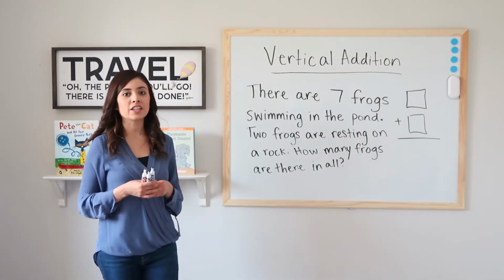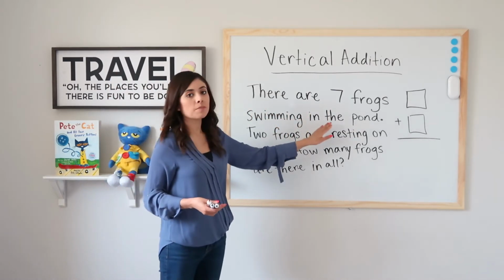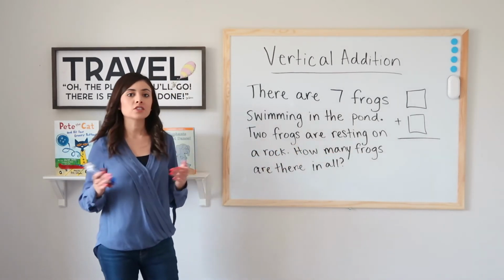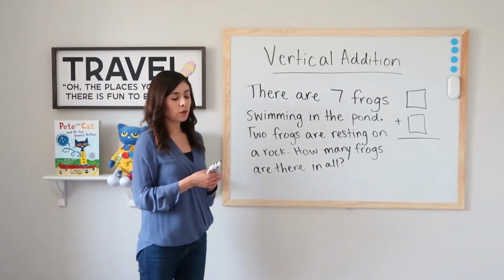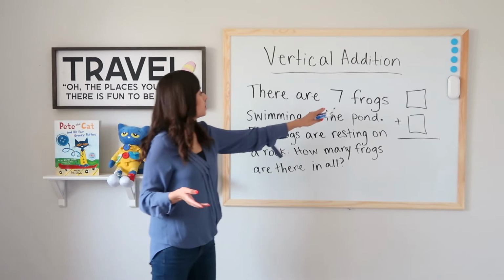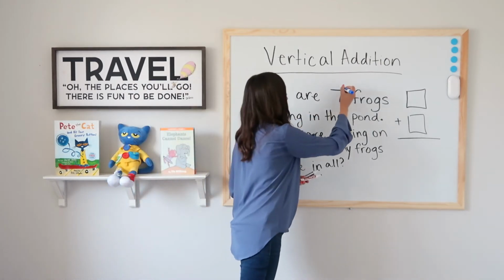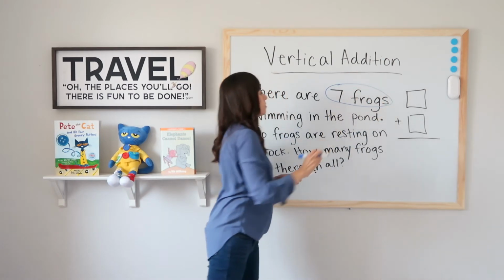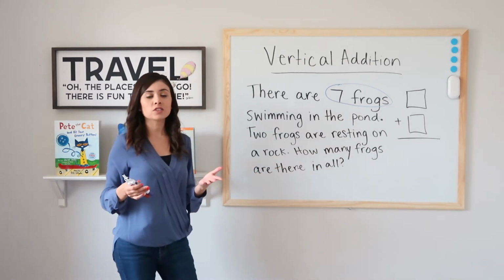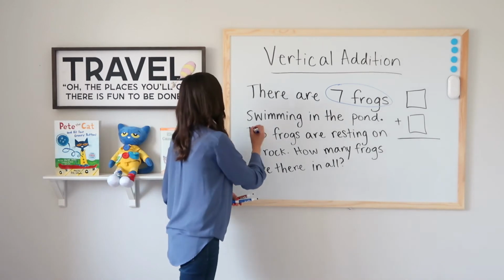Let's go ahead and take a look at another example. It says, there are 7 frogs swimming in the pond. 2 frogs are resting on a rock. How many frogs are there in all? So I want to take what I already know. How many frogs are swimming in the pond? 7. Good. So let's go ahead and circle 7 frogs. 2 frogs are resting on a rock. How many frogs are resting on a rock? 2. Very good. So I'm going to circle 2 frogs.